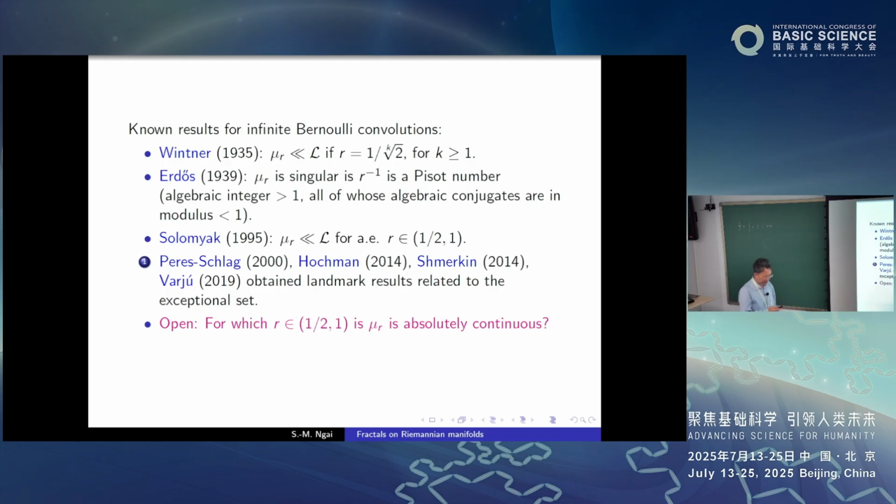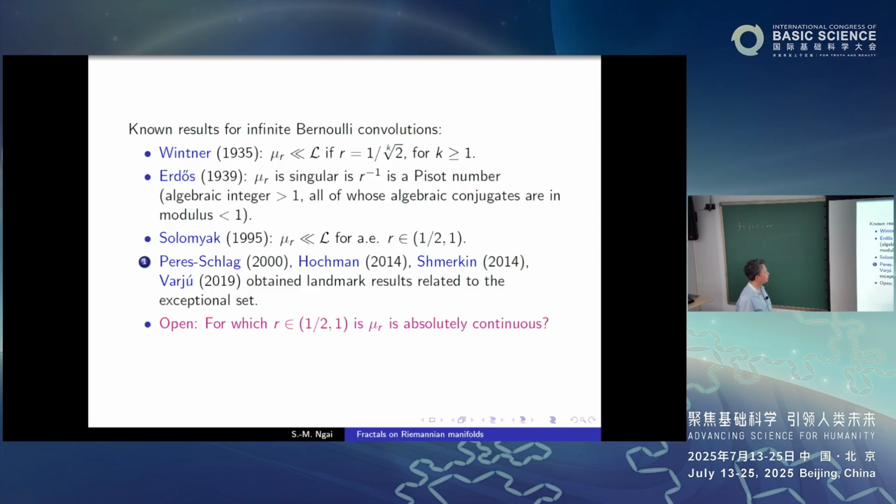Now, this class of measures is interesting because they have been studied for a long time and it's not completely understood. So let me just mention one result. This was proved in 1939: if the contraction ratio R is the reciprocal of a Pisot number.